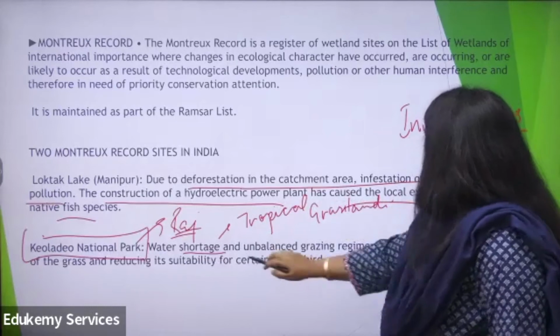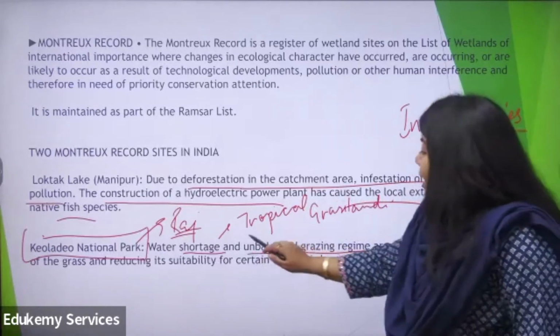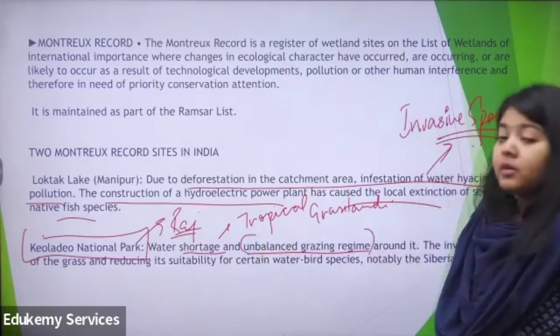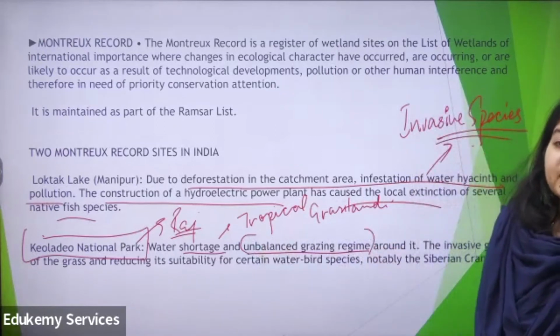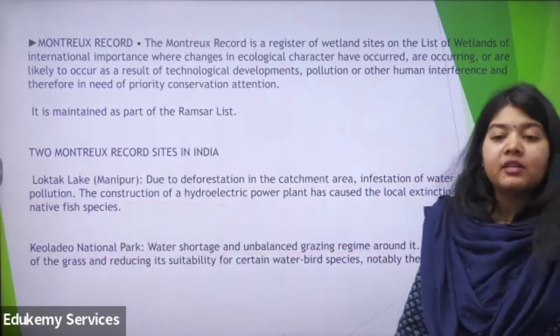Tropical type of grasslands, unbalanced grazing regime. Can you give me the reason why there is unbalanced grazing regime? Why is there an unbalanced grazing regime?